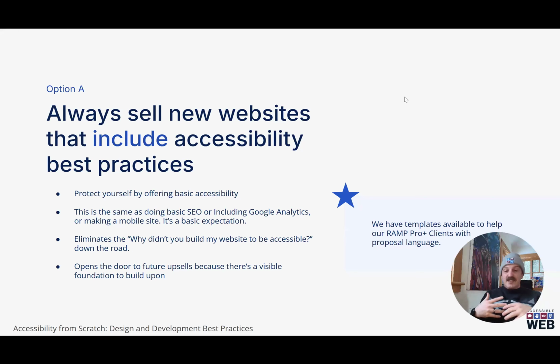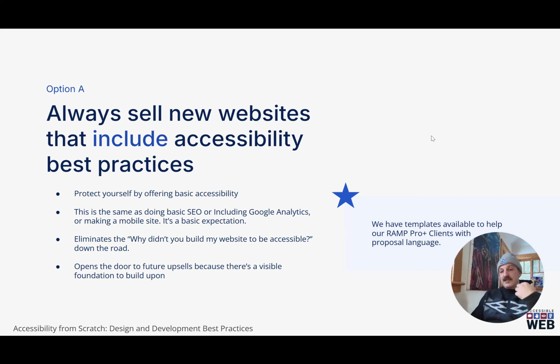This eliminates the "why didn't you build my website to be accessible" conversation down the road. You can say, hey, we did. You just didn't opt in for the full package. And this also opens the door to future upsells because there is visibility. Your client is thinking about accessibility. There are different flags, different moments in the conversation where even if they don't want to say yes, they at least are thinking about it and have to actively say no to a full accessibility implementation.